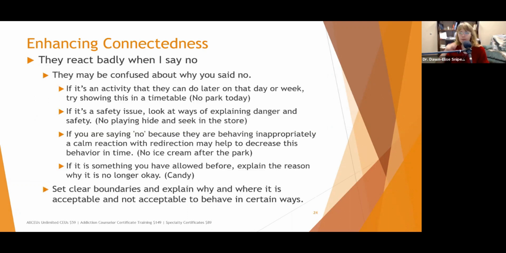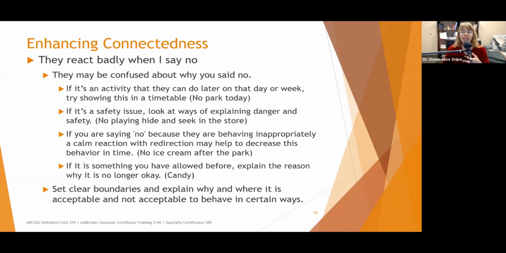If they react badly when you say no, they may be confused about why you said no. If it's an activity they can do later on that day or week, show this in a timetable, such as, okay, there's no park today because it's raining outside, but pull up your weather app and show them on Thursday it'll be sunny, so we can go to the park on Thursday. If it's a safety issue, look at ways of explaining danger and safety.